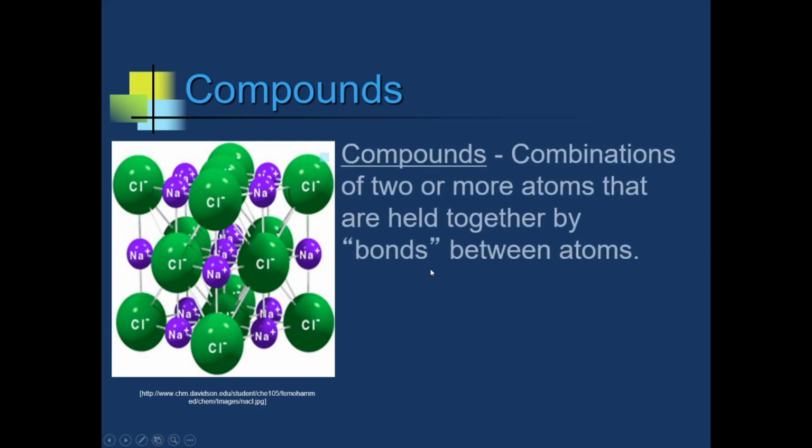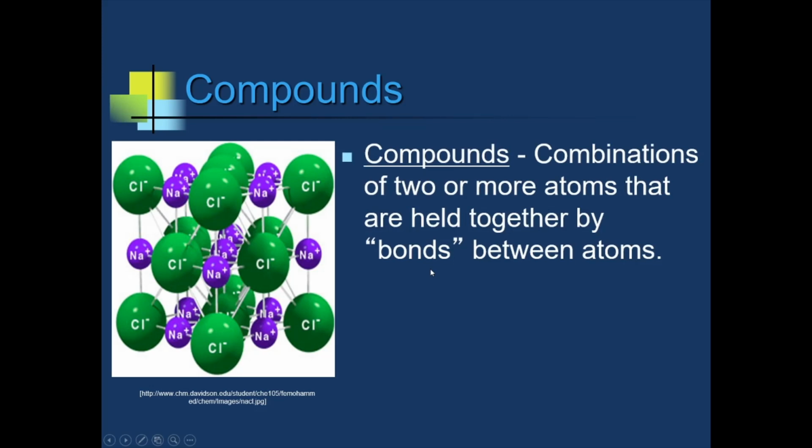But going into compounds, what exactly is a compound? Let's review this really quick. Well, a compound is going to be a combination of two or more atoms that are held together by some form of bond between them. So you can see here for the salt, Na and Cl, that kind of forms this crystalline shape, this cube, where we have sodium and chlorine, and they have pluses and minuses. So we'll talk about what that means later.